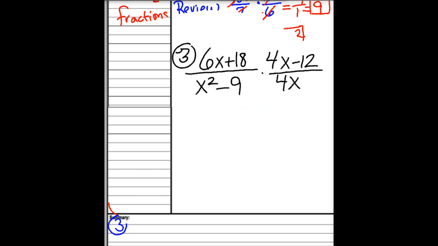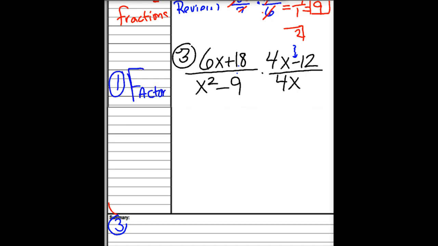You might be tempted to cancel those 4x's off, but you can't because one of them is living next to this minus. So we need to remember our number one goal. I can't cancel the 4's off. I can't cancel this 18 with this 9. I need to make sure, number one, that I factor first.